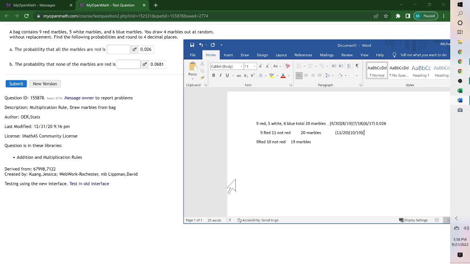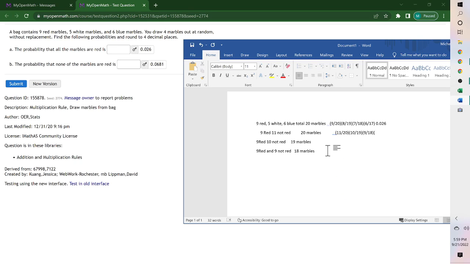So we pull one again that's not red, we still have 9 red and 9 not red. So the 18 marbles. So the probability the next one's not red is 9 out of the 18, or 9/18.